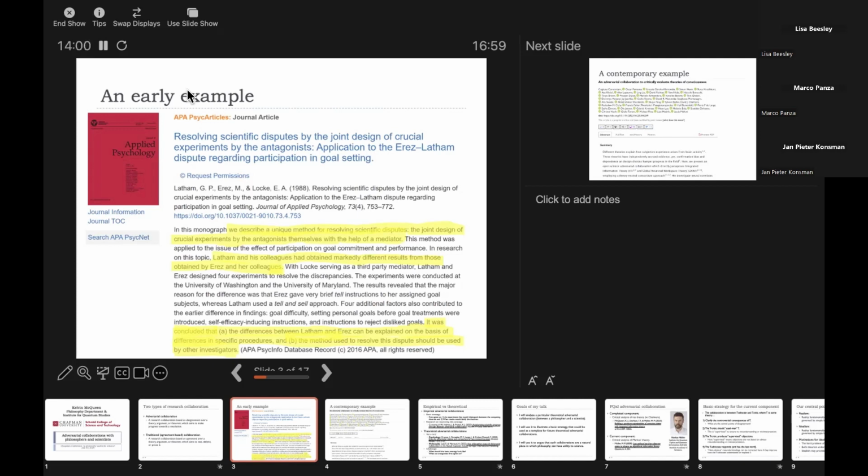So this is a common way in which adversarial collaborations can be structured. You have the antagonists, but you also go and find some neutral mediator who perhaps doesn't have a strong view on either of the positions under debate and who can sort of help resolve the dispute. Why do this? You might think, this is difficult, we disagree, but maybe you can think of obvious justifications. And the second thing I've highlighted is a kind of justification for this sort of research. Latham and his colleagues had obtained markedly different results from those obtained by Erez and her colleagues.